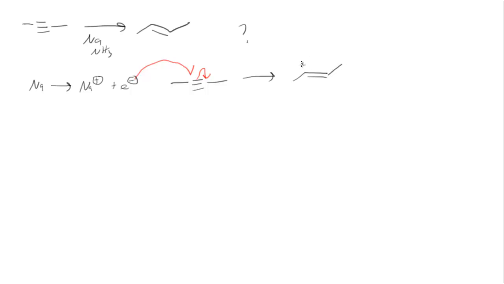Now at this point, I have a radical on this carbon, and I have a lone pair on this carbon, so there's a negative charge. This is called a radical anion. It's very high energy and very unstable, but the reason that it forms in the first place is because sodium is so reactive. Now, this molecule can grab a proton off of ammonia, and now I'm just down to a regular radical, which is still quite reactive.